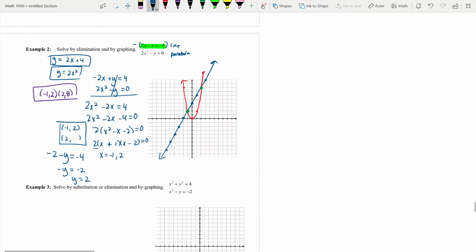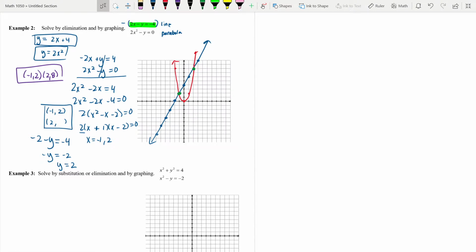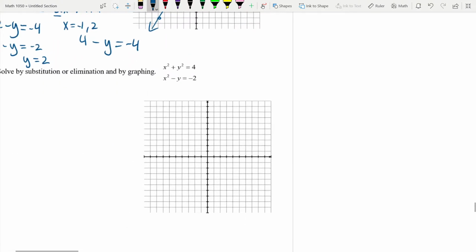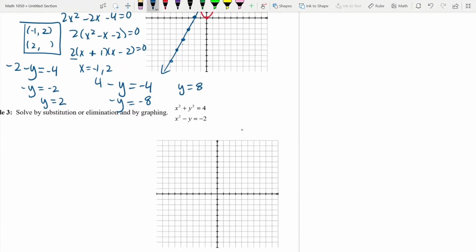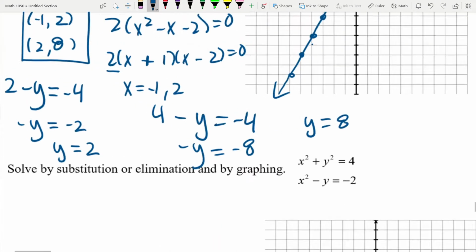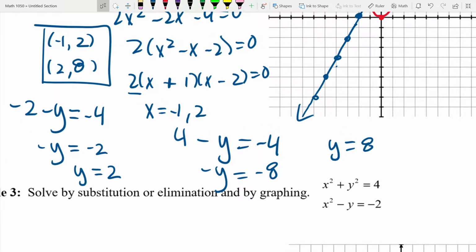Do the next one. What if x is 2? Then you have 2 times 2 is 4. Minus y equals -4. The 4 on the left comes over. You get -y equals -8. Change your signs. y equals 8. And you're done.